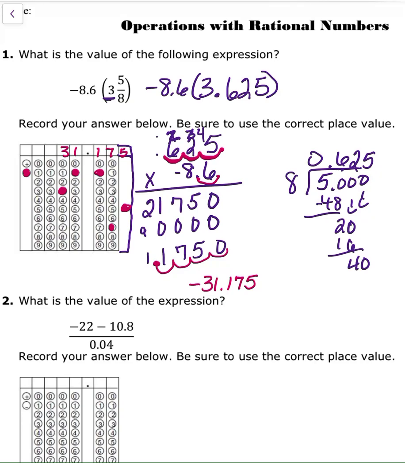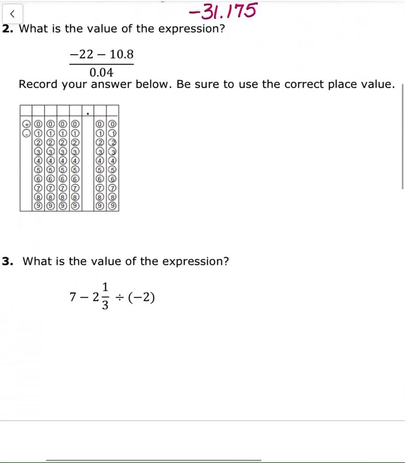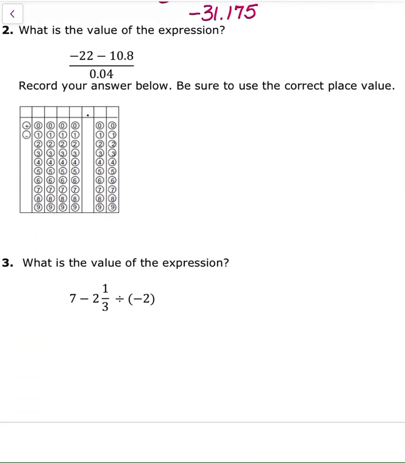All right. Let's go ahead and look at number 2. Number 2 says, what is the value of the expression? Remember, we always have to use order of operations. And remember this line right here. This line means we're going to divide, and we need to do everything that is on top before we can divide. Right?